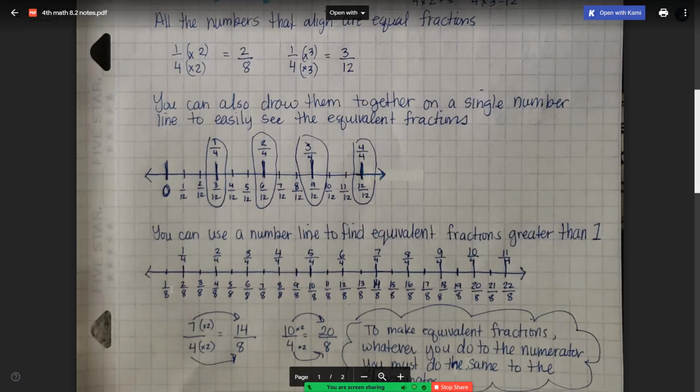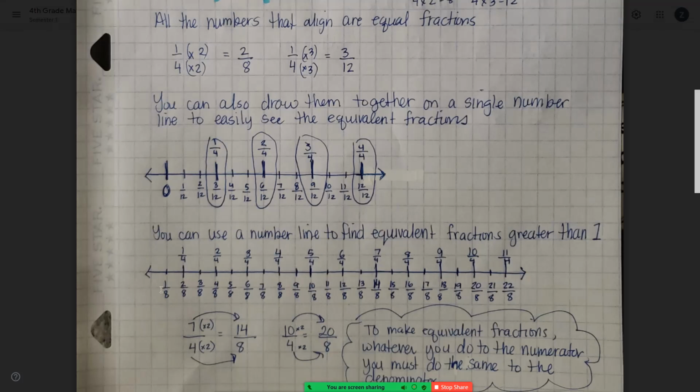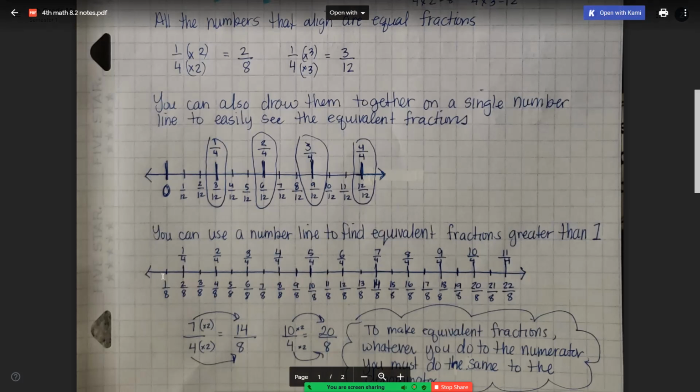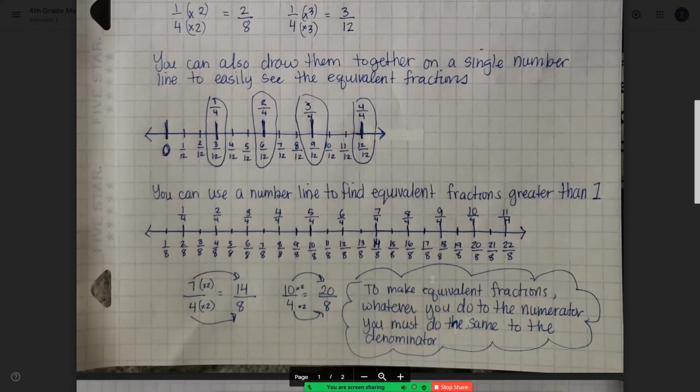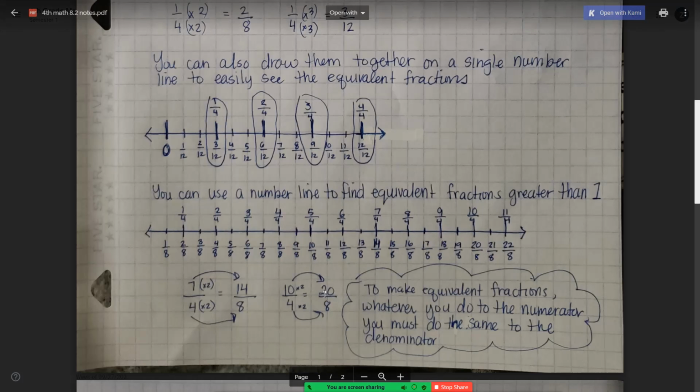And you can see over here, if I have 7/4, that is equal to 14/8. Why? Remember, each one of the fourths is broken up into 2 pieces to make eighths, so we have to multiply by 2 to make the eighth equivalent. If I have 10/4 over here, again, I need to multiply by 2 to make 20/8.